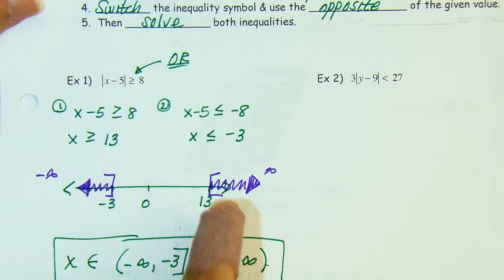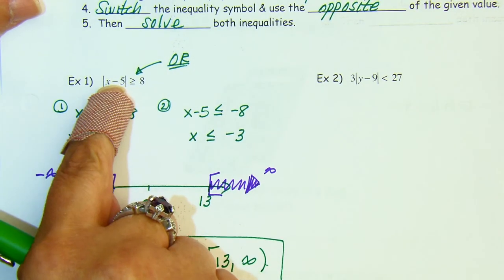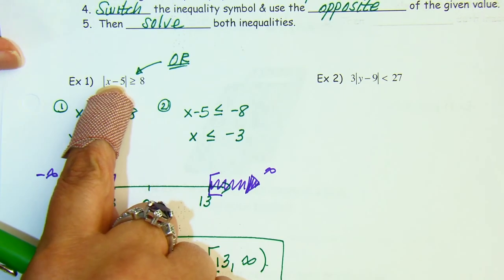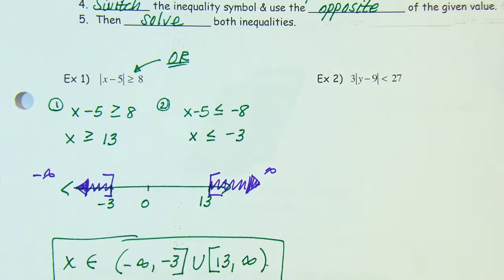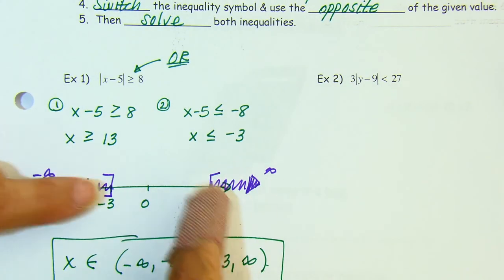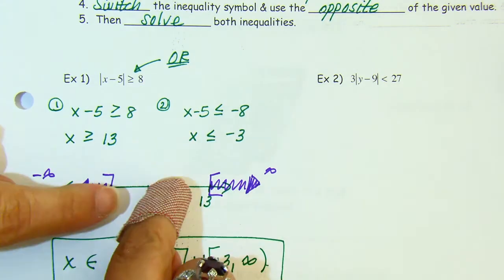And again, you can pick a value over here. Let's pick a 20. 20 subtract 5 is 15. Absolute value of 15 is 15. Is 15 greater than or equal to 8? And you say, why, yes, yes it is. And so you can be sure that these parts here are your solutions. Okay, again, the greater than is the or, which gives me a split graph.